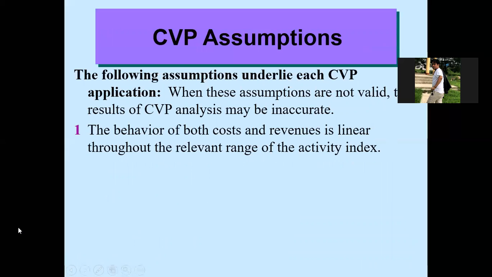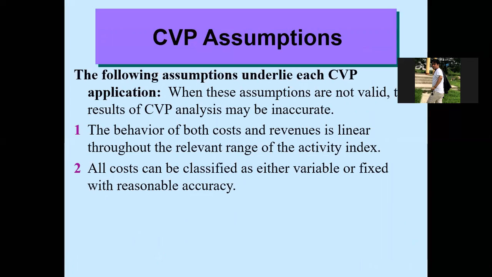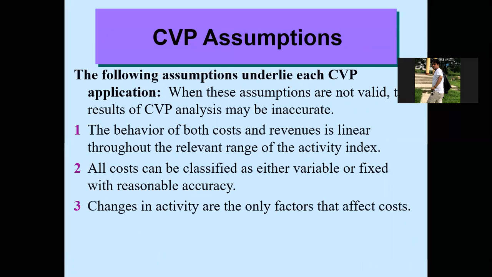All right. So what are the assumptions in terms of the CVP analysis? The behavior of both costs and revenues is linear throughout the relevant range of activity. All costs can be classified as either variable or fixed. Parang ulit-ulit na lang, no? All right. Changes in activity are the only factors that affect cost.